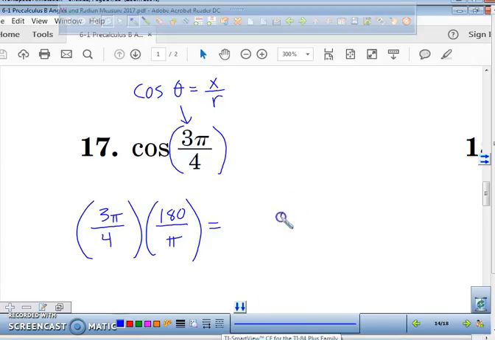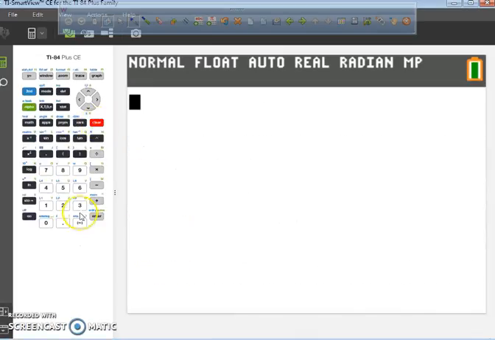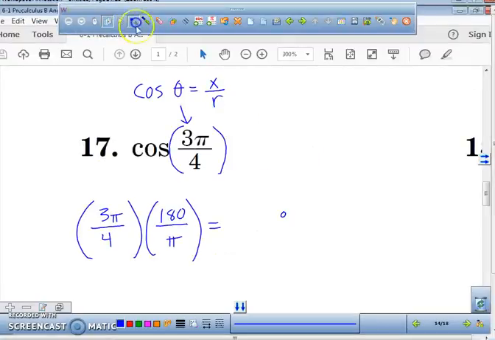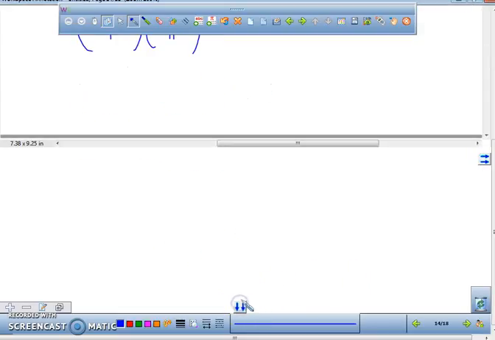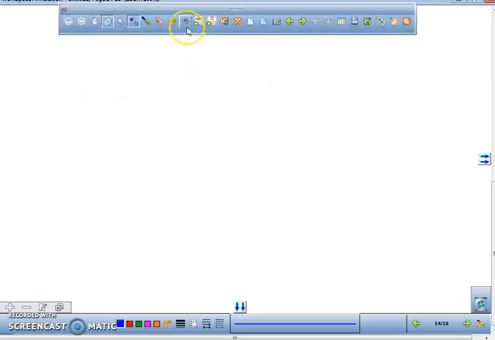Let's see how many degrees we have. Figure this out: 3 divided by 4 times 180. Look where we're at. We're at 135 degrees. Now this is where I want you guys to build your unit circle. So we're at 135 degrees.